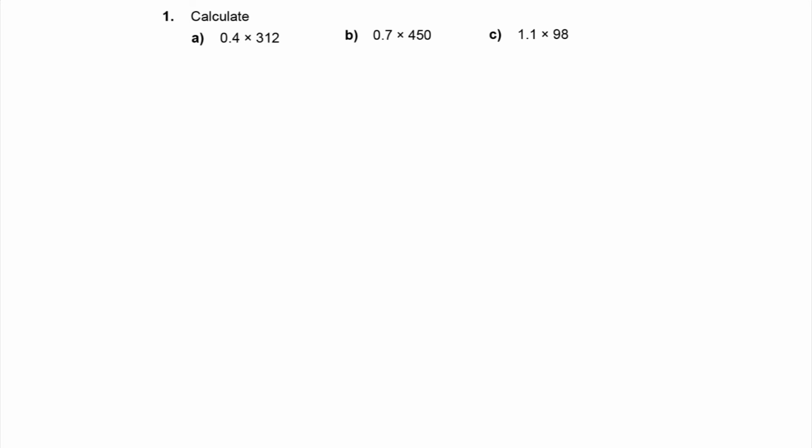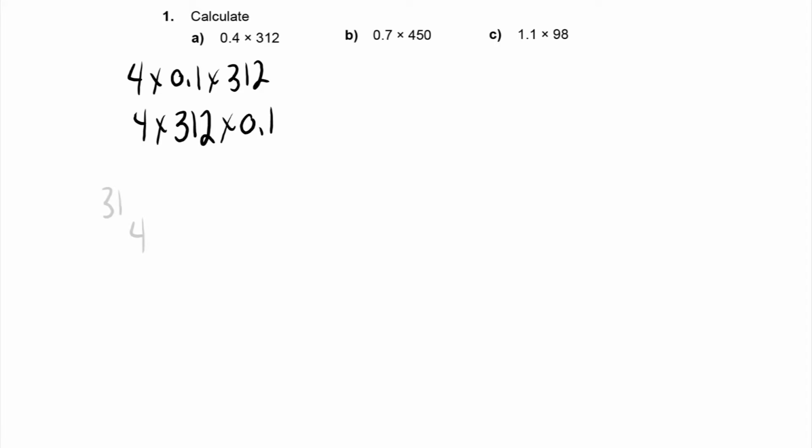So we're asked to calculate 0.4 times 312. We've just learned that we could say that's 4 times 0.1 times 312. Or I could rearrange that to be 4 times 312 times 0.1. So 4 times 312: 2 4s are 8, 1 4 is 4, and 3 4s are 12. So 4 times 312 is 1,248 times 0.1.